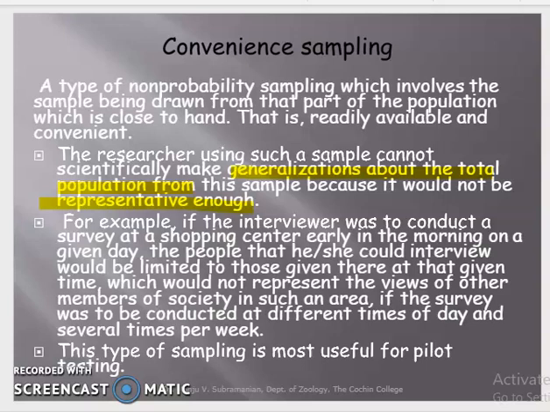So, welcome back, students. We'll be just continuing with the convenience type of sampling. As the word implies, it is convenience sampling. It's purely dependent upon the convenience of the investigator.